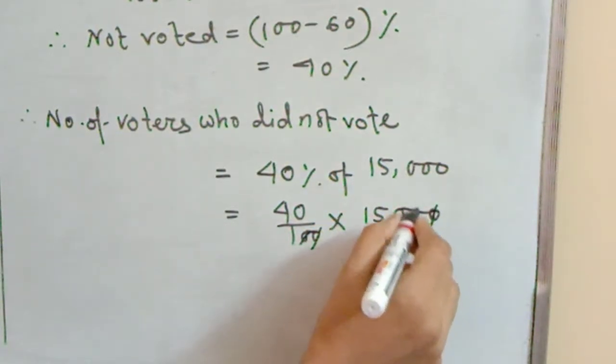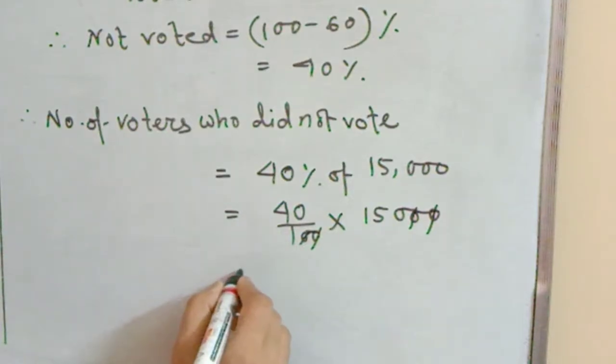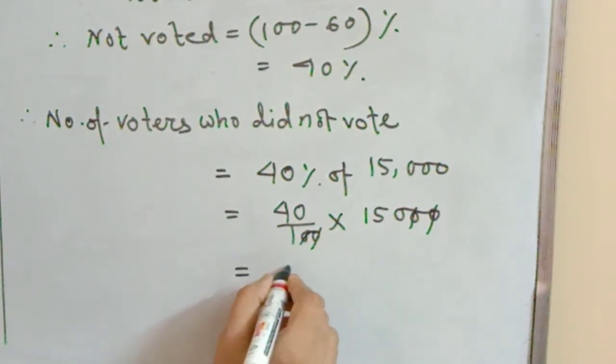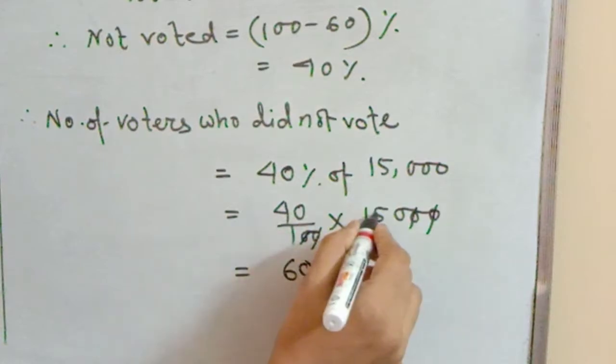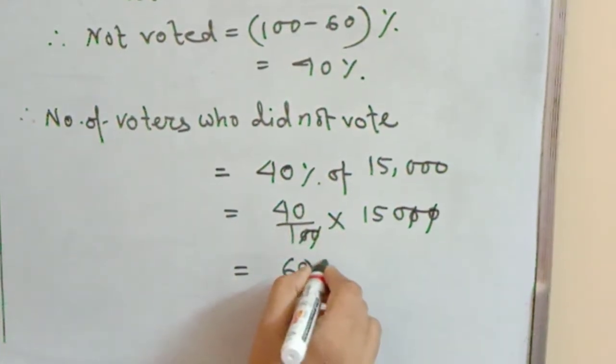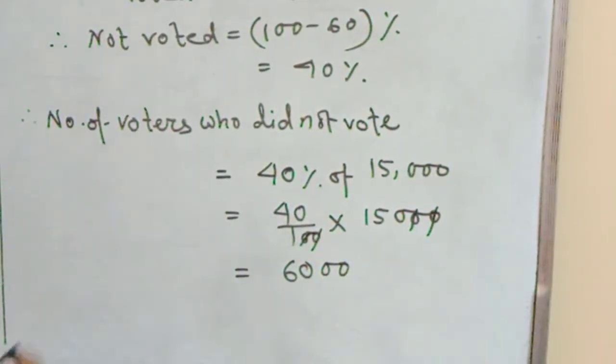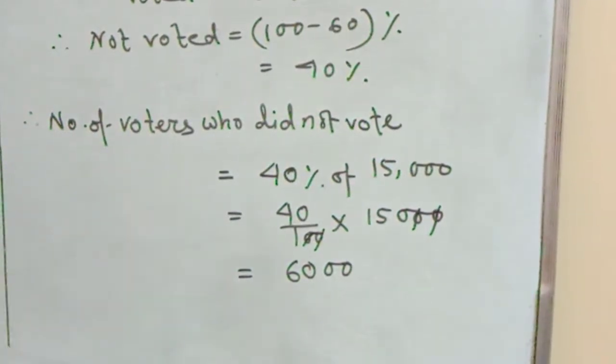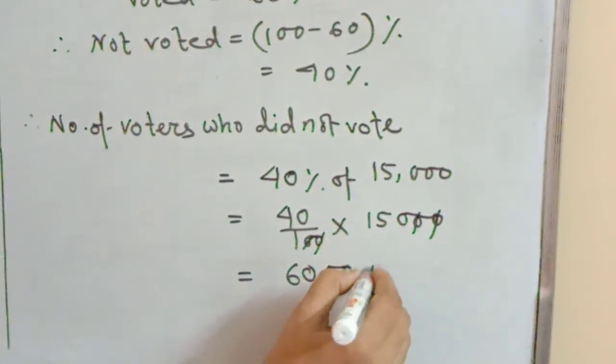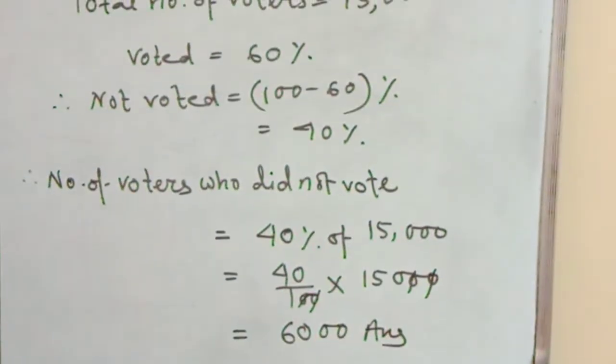Cancel it. Multiply. 4 15s are 60 and 1 2s are 2, 6,000. So how many voters did not vote? It is 6,000. Okay.